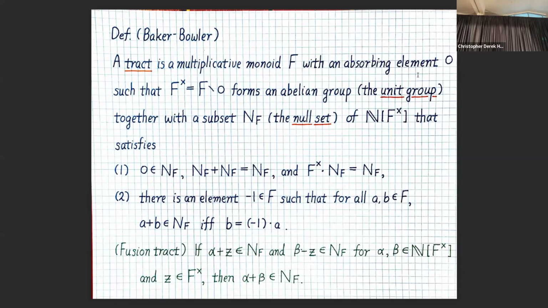And the last line is an optional definition that makes the geometry nicer in some situations, which is called the fusion axiom, for fusion tracts. It says that if alpha plus z is null and beta minus z is null for some alpha, beta and z, then you can combine these two relations to get a new relation saying that alpha plus beta is null. So every single example that we're going to see in today's lecture will satisfy this additional axiom.